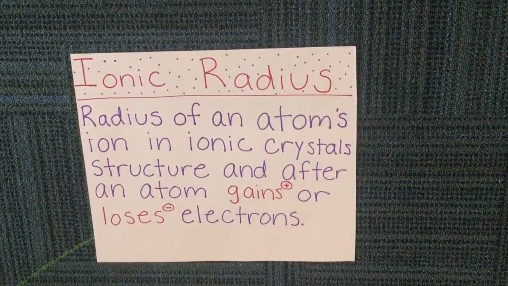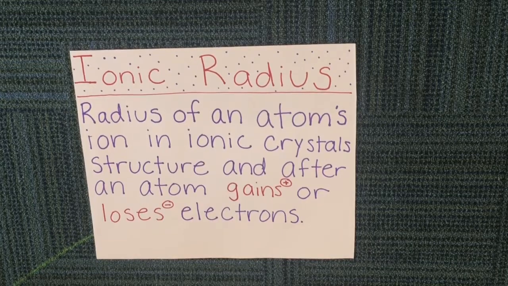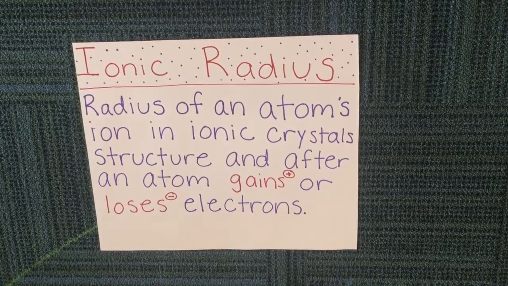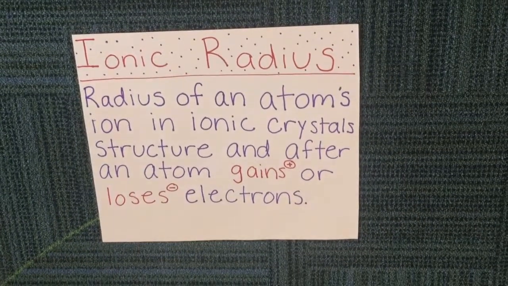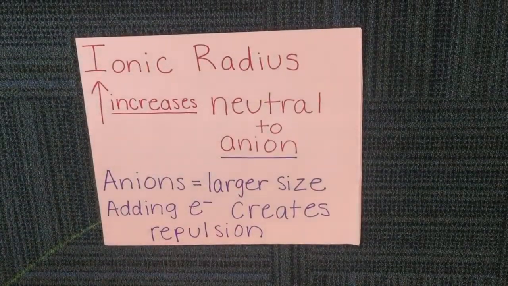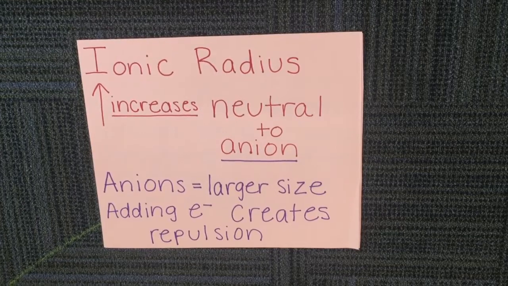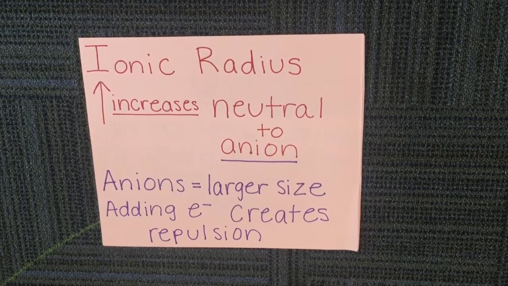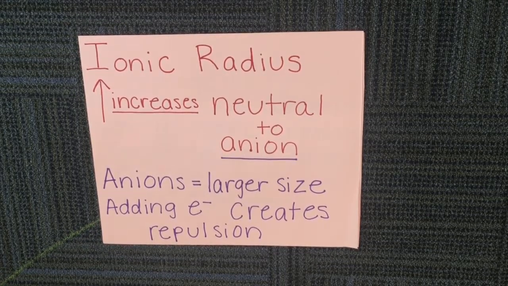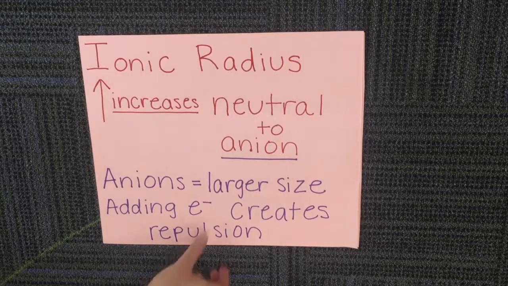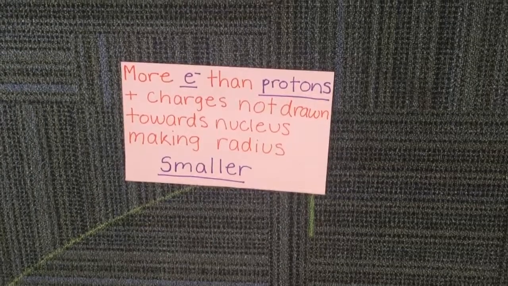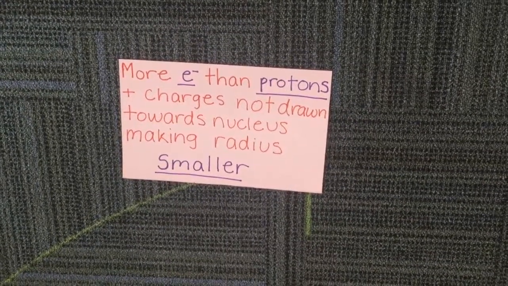The last concept we will be covering today is ionic radius. Ionic radius is the radius of an atom's ion in ionic crystal structure and after an atom gains electrons or loses electrons. The ionic radius increases when an element goes from a neutral atom to an anion. This is as a result of anions being larger in size than the neutral atoms because adding more electrons creates repulsion.